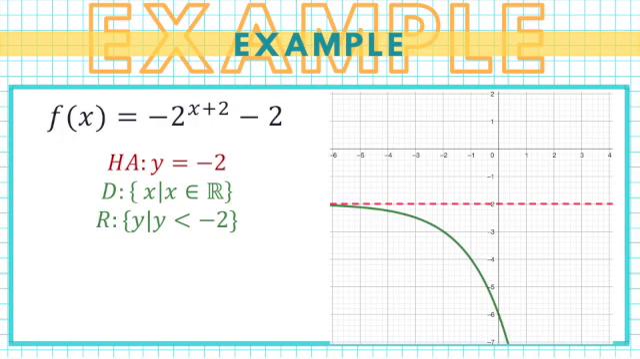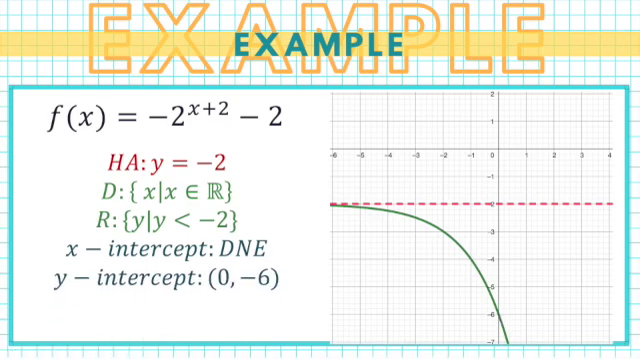For the intercepts, notice that this particular graph cannot cross the asymptote nor the x-axis. Therefore, the x-intercept does not exist. For the y-intercept, the graph intersects the y-axis at this point. Therefore, the y-intercept is the point (0, -6).